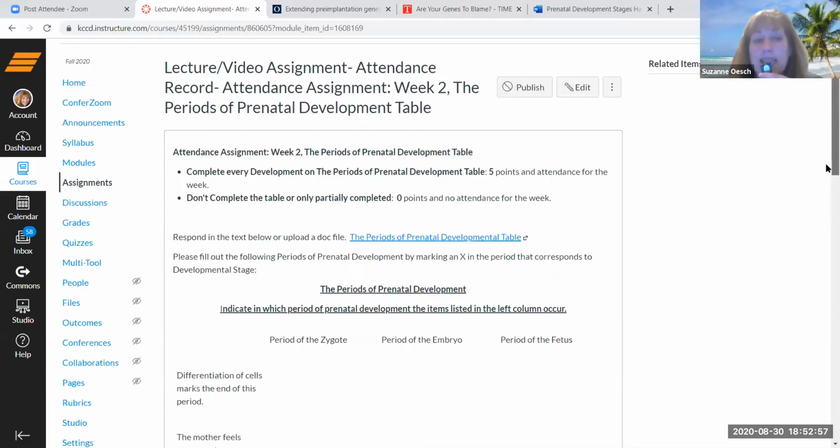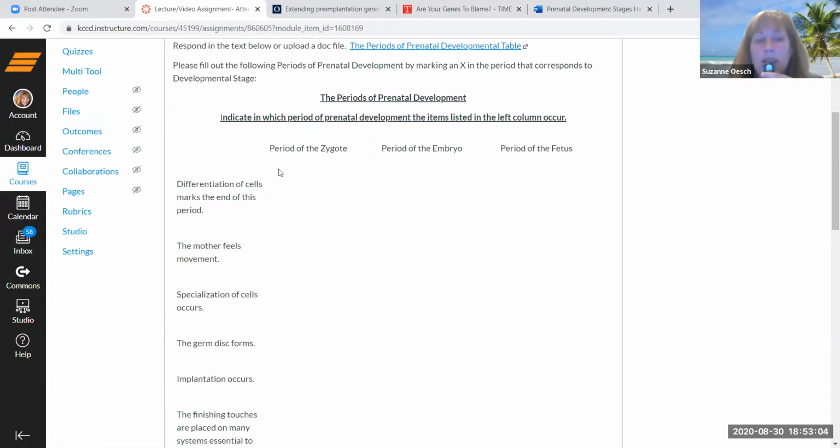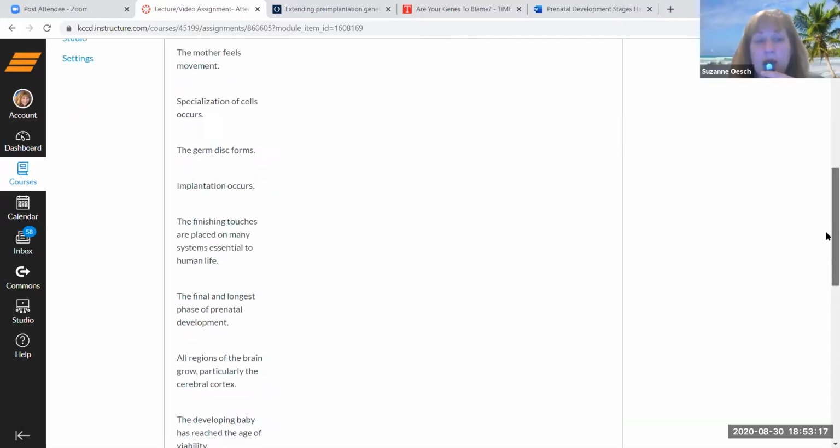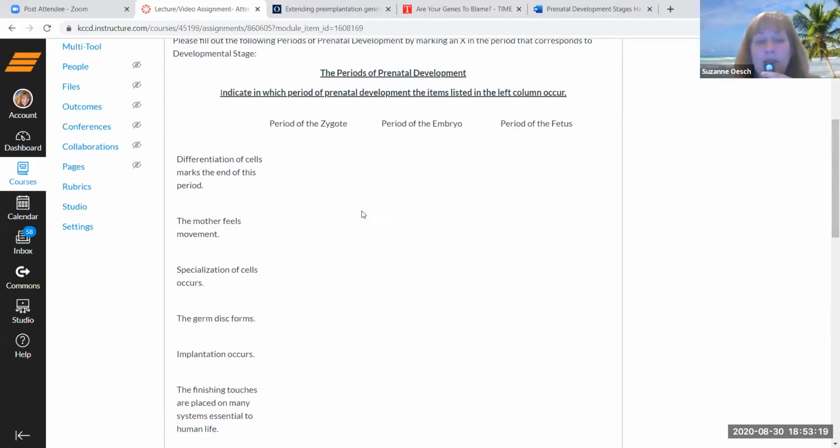This is your attendance assignment. This week it's a table, so it doesn't really pull the lines over when I put it through, but what you're going to do is take the 3 periods from preconception to labor: period of the zygote, period of the embryo, and period of the fetus. And then on the left-hand side are all the developmental milestones of prenatal development.